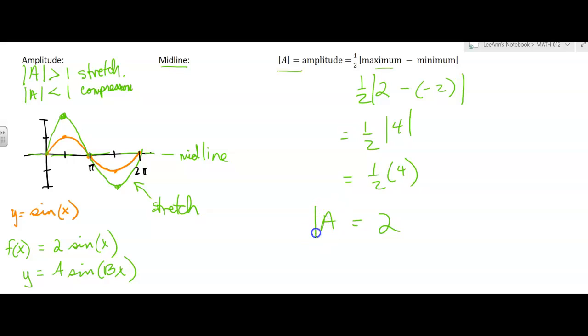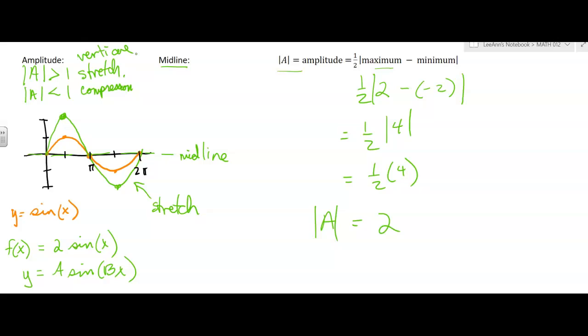So that would be the absolute value of A. It's telling you what the stretch is. In this case, it's a stretch, okay? So amplitude, that's when we're talking about a vertical stretch or compression. This is vertical stretch or compression.